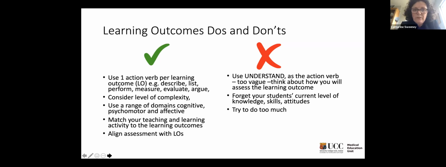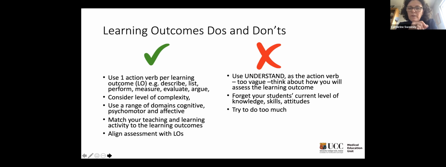Some of the don'ts about learning outcomes. This first one is actually the biggest mistake people make when constructing a learning outcome, which is to use the verb understand. So, at the end of this session, students will understand how to do CPR. That's not clearly, easily assessable, because how do you assess understanding? Understanding is a difficult term to assess.